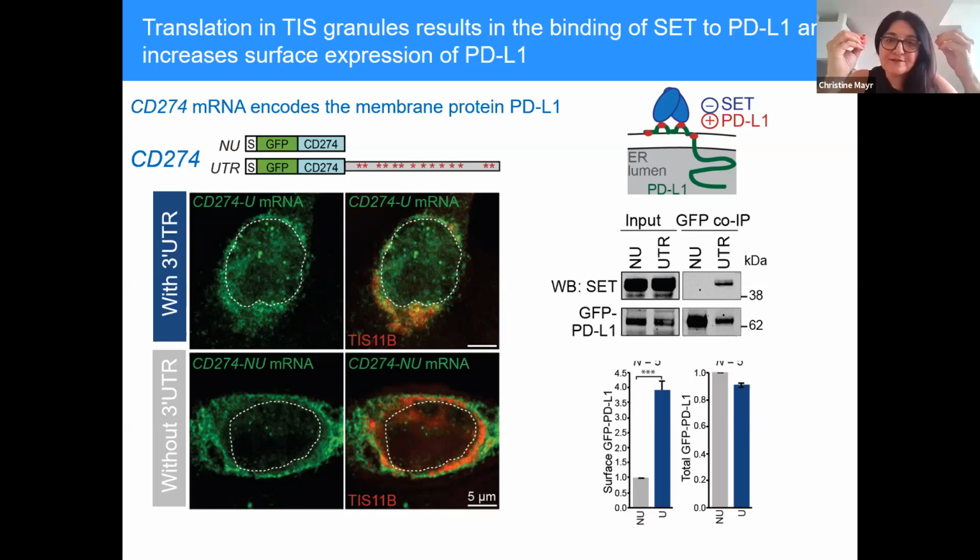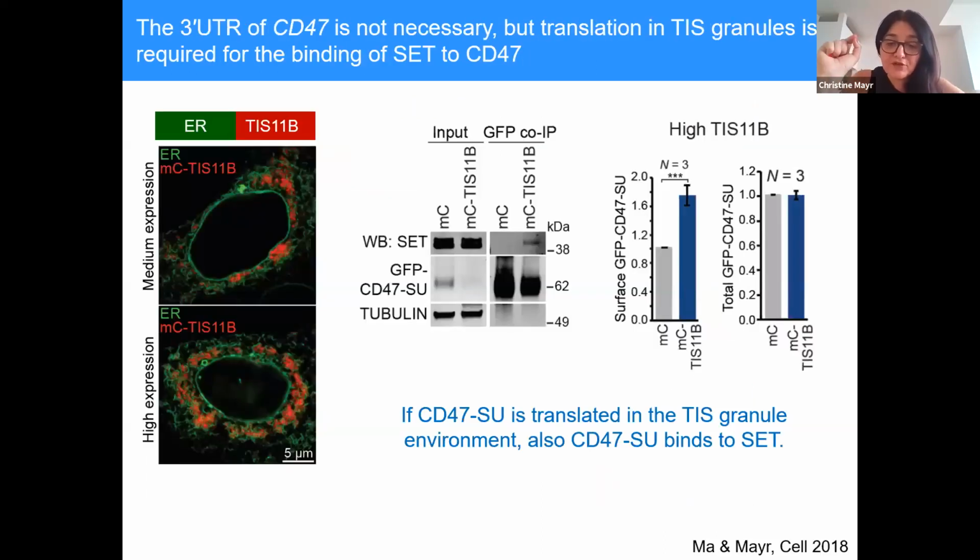So now the question was, is it the UTR that is required, or is translation in TIS granules the important event for the protein-protein interaction between SET and CD47 to form? To address this, we turned to CD47SU. CD47 that was made from the short isoform does not bind to SET and does not go to the TIS granule. So we wondered, can we force CD47SU to be translated in TIS granules? How do we do that?